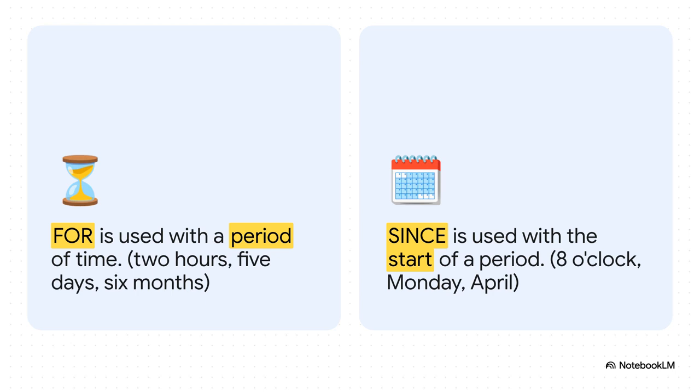We use for when we're talking about a period of time, a duration. Think of it like a length, 2 hours, 5 days, 6 months. Since, on the other hand, is all about the start of a period. It's a specific point in time, like 8 o'clock, or last Monday, or April. One's a measurement, the other's a starting gun.